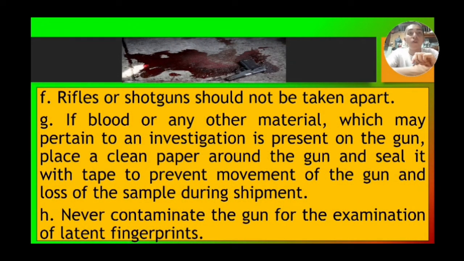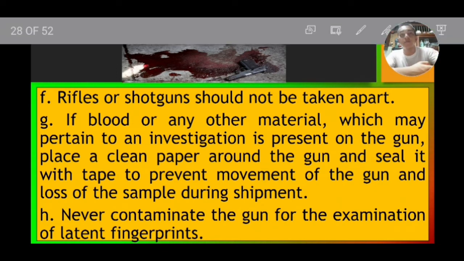F. Rifle or shotgun should not be taken apart. G. If blood or any other material which may pertain to an investigation is present on the gun, place a clean paper around the gun and seal it with tape to prevent movement of the gun and loss of the sample during shipment. H. Never contaminate the gun, so as to preserve it for the examination of latent fingerprints.